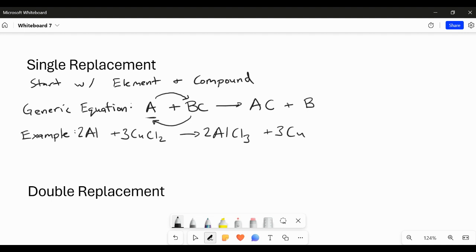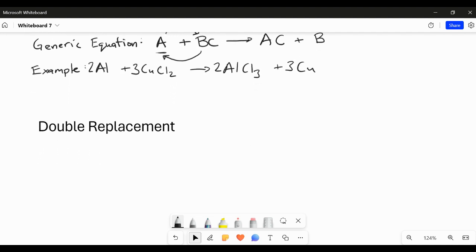Now in our lab, we saw this because we had the blue copper chloride solution, and when we added the aluminum foil, the aluminum replaces the copper, and you start to very quickly see a brown, copper substance, a solid, start to form out of the liquid. That is copper being replaced in the solution. So this is our single replacement reaction.